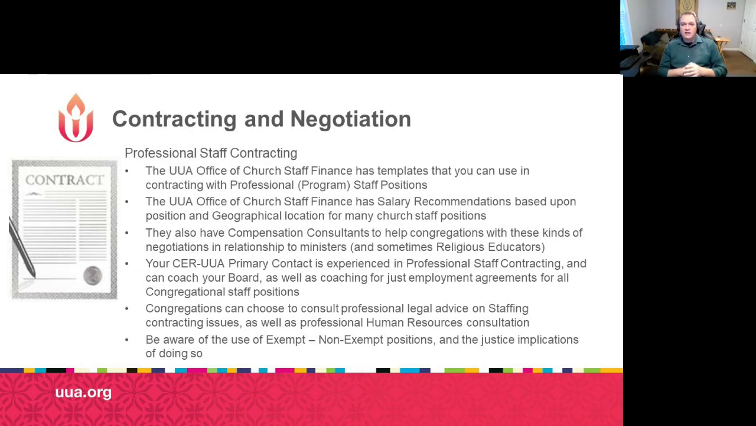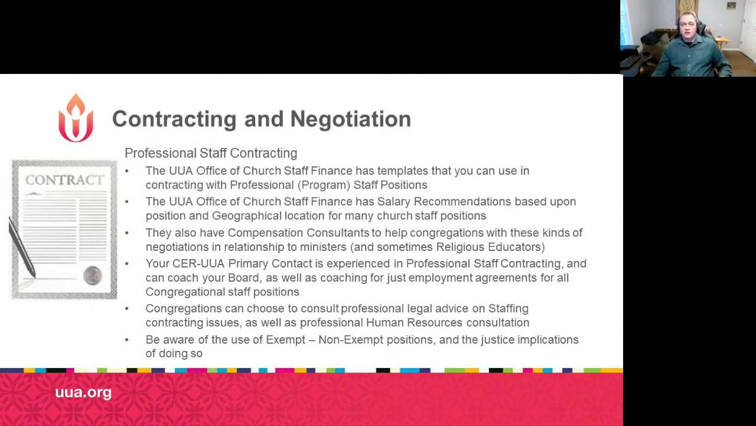And they do have compensation consultants that can help congregations in negotiations, specifically around ministers and sometimes religious educators. Now, we also, as your MidAmerica staff, are available to support you on professional staff contracting and how to coach your board, as well as the transitions coaches for the UUA. So there are tons of resources available to you when you're negotiating with your professional staff, with ministers, religious educators, membership directors, music directors, and administrators. And so reach out to us.